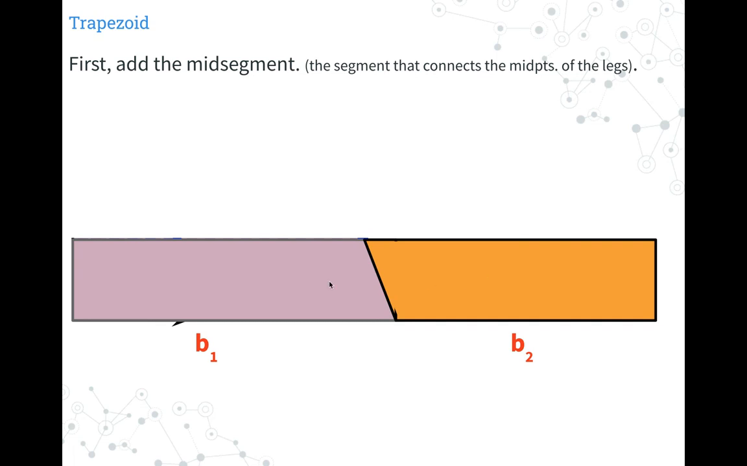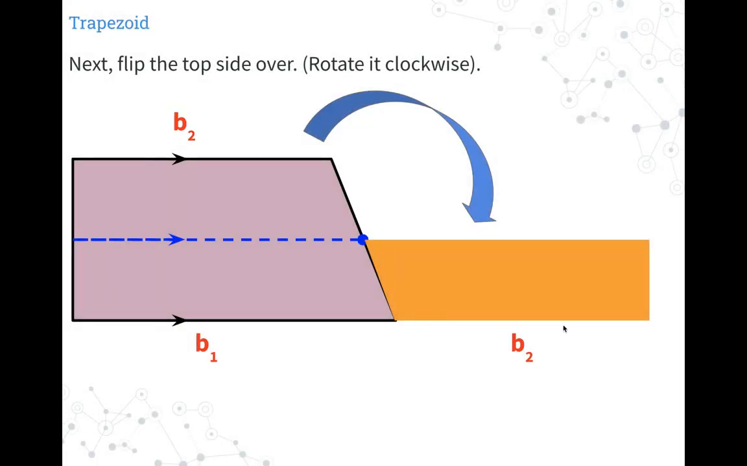We have a parallelogram. Now, it's not a rectangle. It may look like a rectangle, but it's not a rectangle. It's a parallelogram. Okay, and how long is this dimension? It's B2. This dimension is the top of this. I've just flipped it over. I've rotated it over.